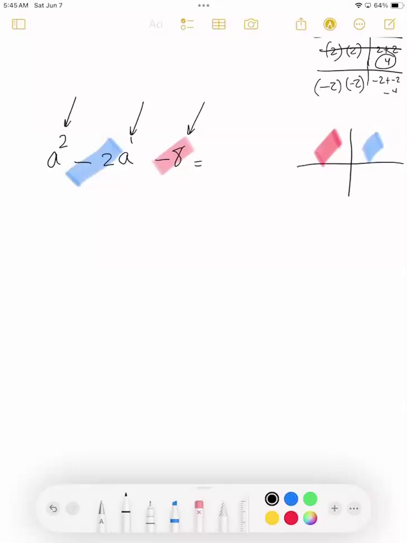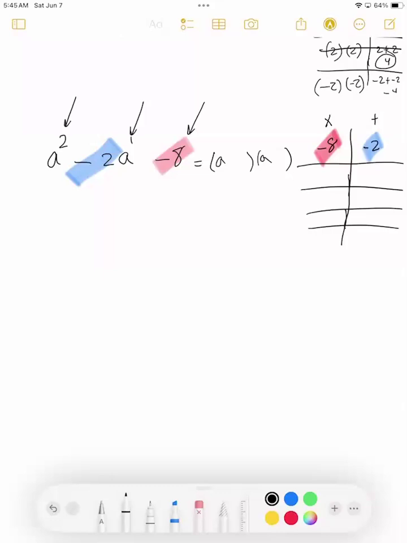So -8 when I multiply, -2 when I add. So I can write this as two factors like that. I break a to the power 2 as a and a. Let's see what goes inside the parentheses.